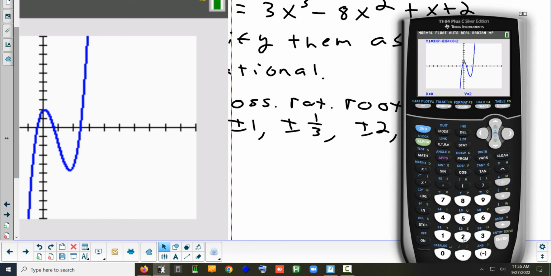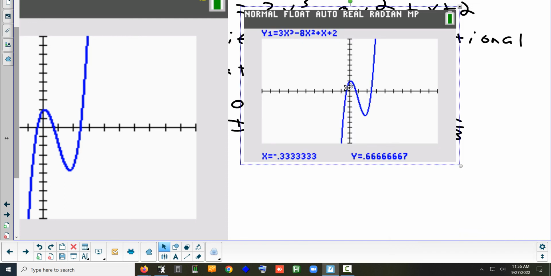Hit trace. Type in 2/3. 2/3 is a root. That's all we need. Let's try -1/3 and see if that one works. Trace -1/3. No. -1/3 was not a root. It looked close, and if you put that in a list of things to consider, I would agree with you. But it doesn't work.